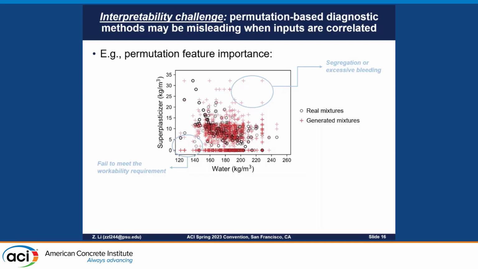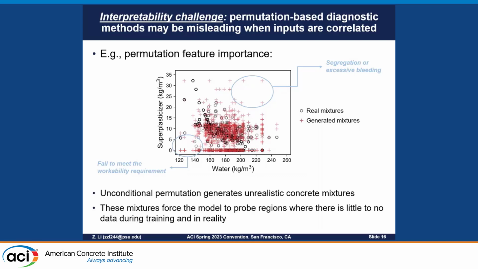And the mixtures located in the bottom left region have the lowest amount of water with zero content of superplasticizer. This means the mixture might have sticky properties and might fail to meet the workability requirement. So such unconditional permutation would generate unrealistic concrete mixtures like these two regions. These mixtures would just force the model to work in regions that might have limited to no data during training or in reality, and as such, it might lead to misleading conclusions.